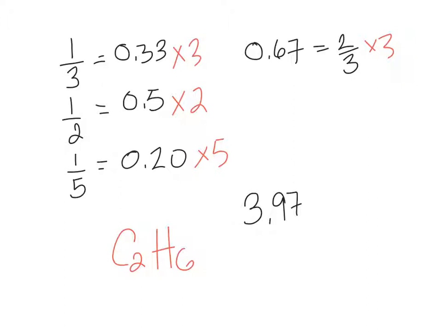C2H6. That is ethane. That's an actual organic molecule. That is the molecular formula. What would be the smallest whole number ratio for that? Brandon? 1 to 3. Smallest whole number ratio. So this is an empirical formula, the smallest whole number ratio. And then this is the actual ratio.